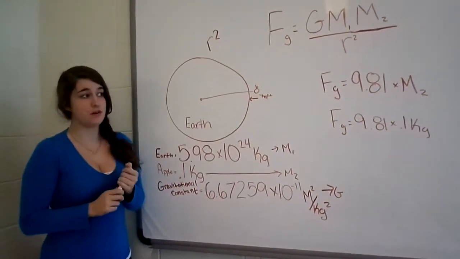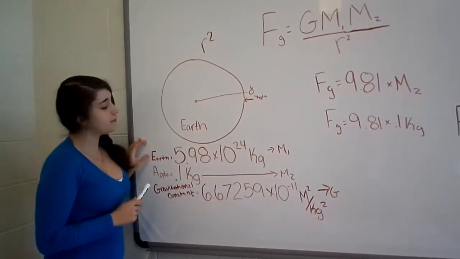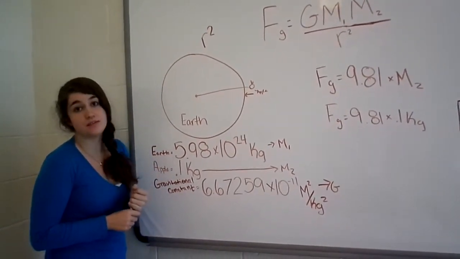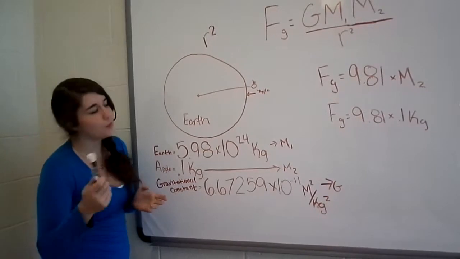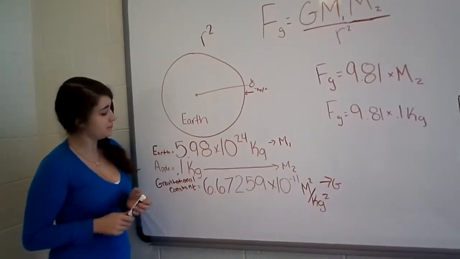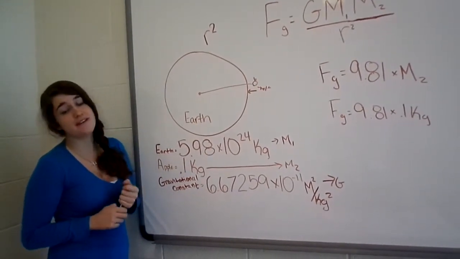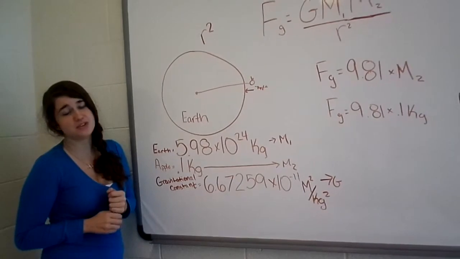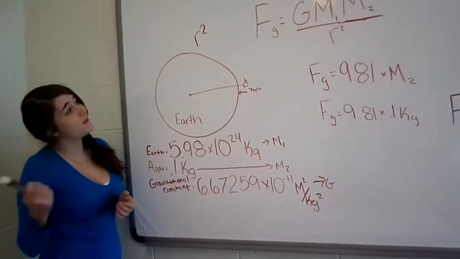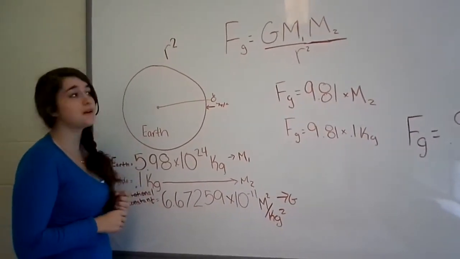M1 and M2 are the masses of the two different objects in kilograms. The Earth would be 5.98 times 10 to the 24th kilograms, which is our M1. Our M2 would be 0.1 kilograms, which is the mass of the apple. And our gravitational constant is going to be 6.67259 times 10 to the negative 11th meters squared over kilograms squared. Our R squared is the distance between the apple and the Earth, squared.